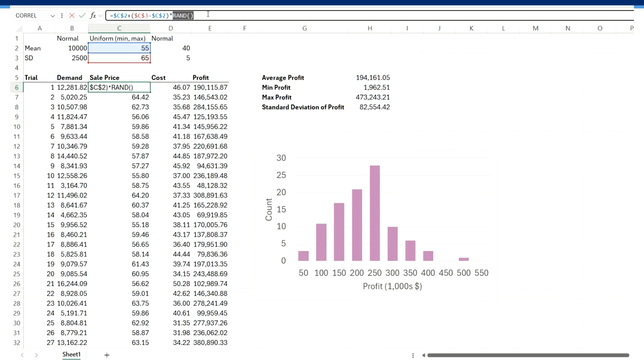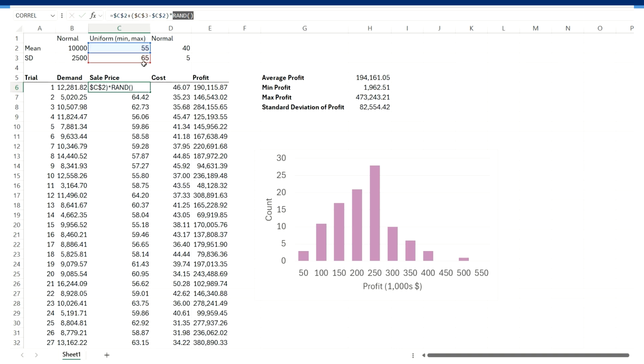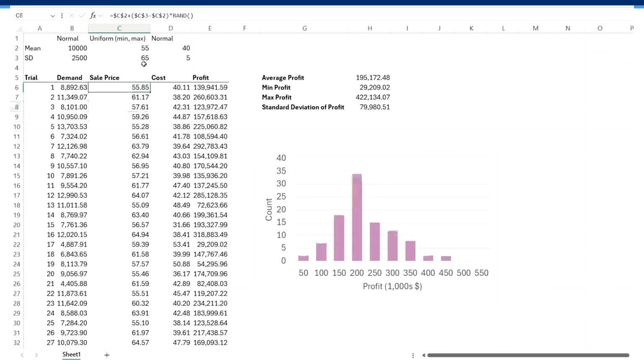And if my random value, let's say, was 1, I'm going to get my maximum value, 65, right? Because it's 55 plus (65 minus 55, which is 10) times 1, right? So it's 55 plus 10, you get 65. So every iteration, you're going to get some value from 55 to 65 with equal probability.